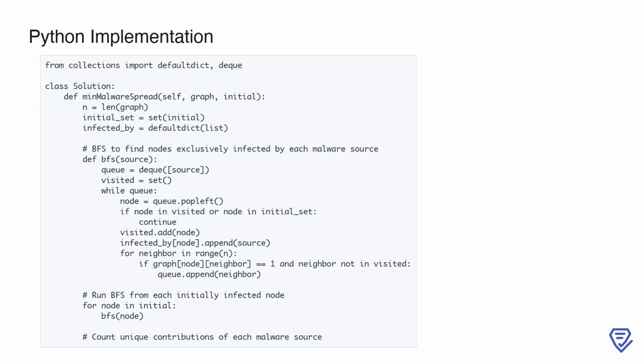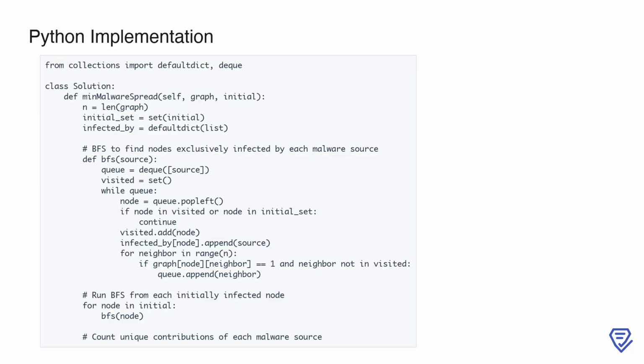To tackle the problem, we start by importing the necessary modules like defaultdict and deque, which will help us manage the graph structure and perform breadth-first search efficiently. Then, within the solution class, we define the minMalwareSpread method, which accepts the graph and the list of initially infected nodes as inputs. First, we determine the size of the graph and convert the initial list of infected nodes into a set for quicker lookups. Next, we create a defaultdict called infected_by, which will map each node to the list of malware sources that can reach it. Now, we implement a helper function called BFS, or breadth-first search, to explore the graph.